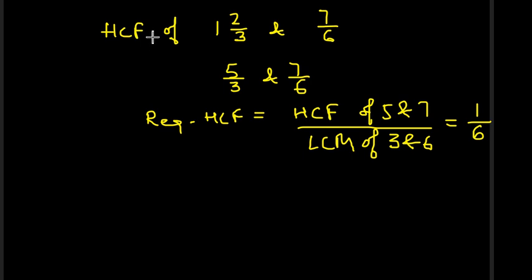This way we can find the HCF of any vulgar fraction, and the HCF of a vulgar fraction is always a fraction. So what is the procedure to find the HCF? First of all, we find the HCF of the numerators and divide it by the LCM of the denominators. Thank you very much.